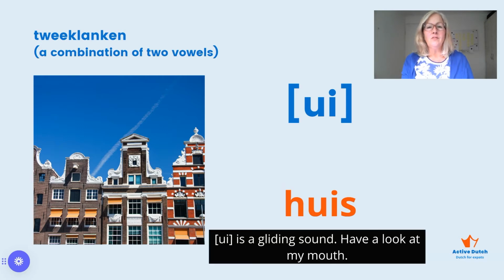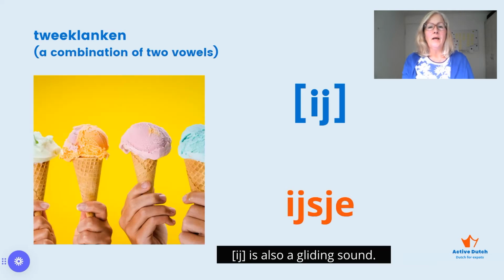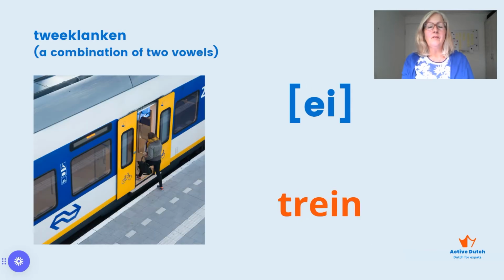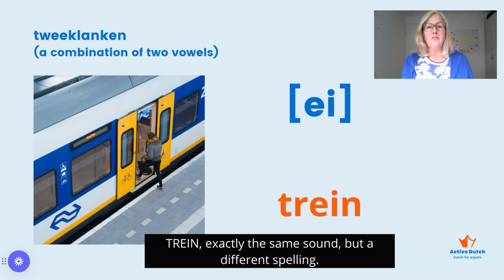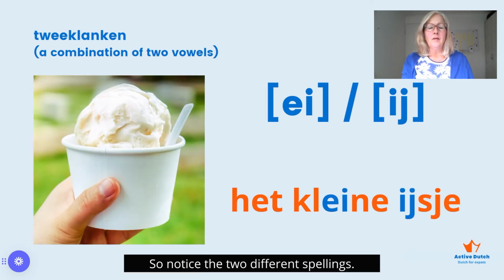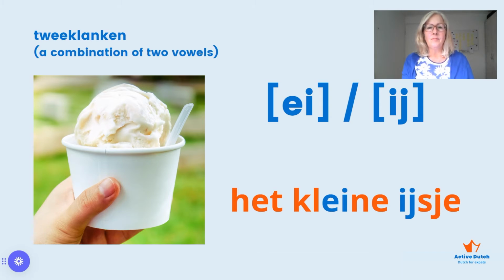Ui is a gliding sound. Have a look at my mouth. Ui, huis. Ei is also a gliding sound. Ei, ijsje. Trein. Exactly the same sound, but a different spelling. So notice the two different spellings. Het kleine ijsje.